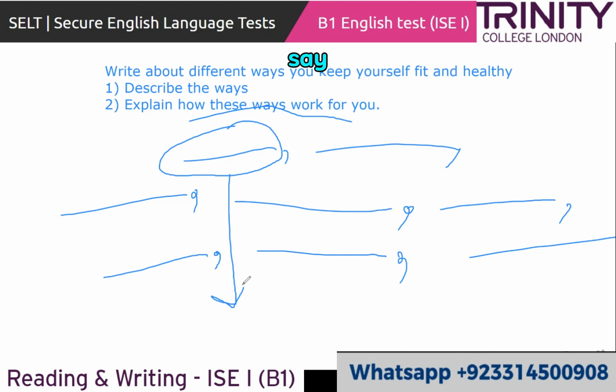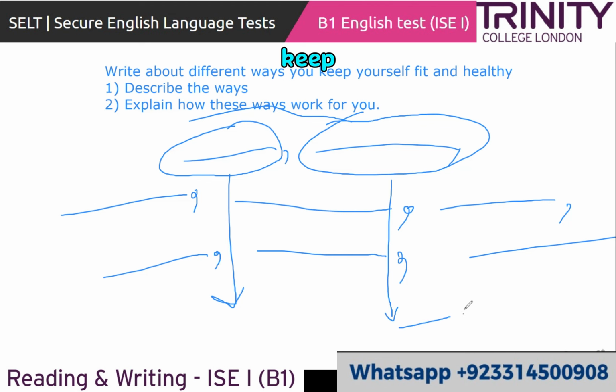Whenever they say how these ways work for you, you say drinking water is a good way to stay fit and healthy because the stomach is clean or maybe the skin glows, very good for skin and hair and everything. Then this method, going for a walk is a good way to keep fit and healthy because it can burn calories and keep you fresh, and also the mind is fresh, right?